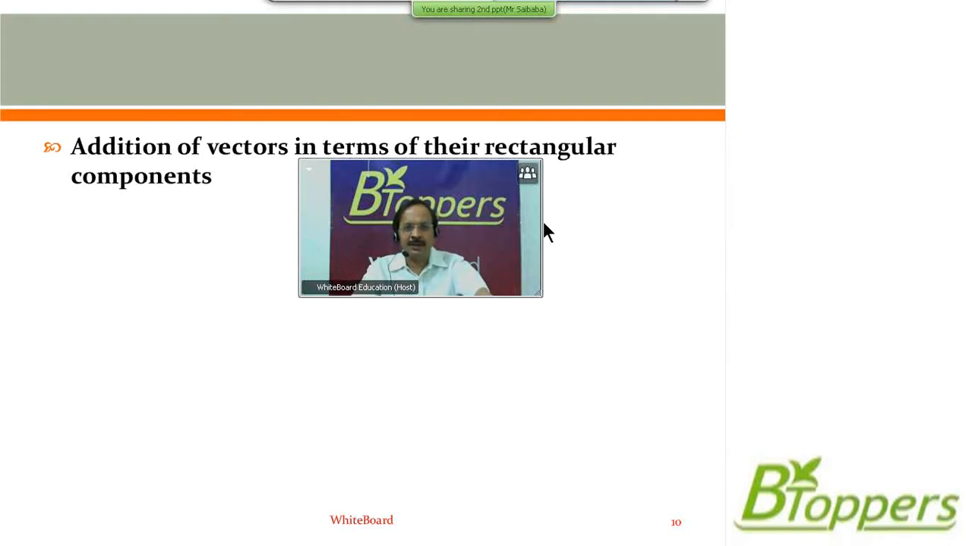As I told you, if a vector a bar lies in the xy plane, then it can be written as a bar equal to i cap into ax plus j cap into ay. i cap is the unit vector along the positive x-axis, j cap is the unit vector along the positive y-axis. If b bar is another vector which also lies in the xy plane, in a similar way vector b bar can be written as i cap into bx plus j cap into by.